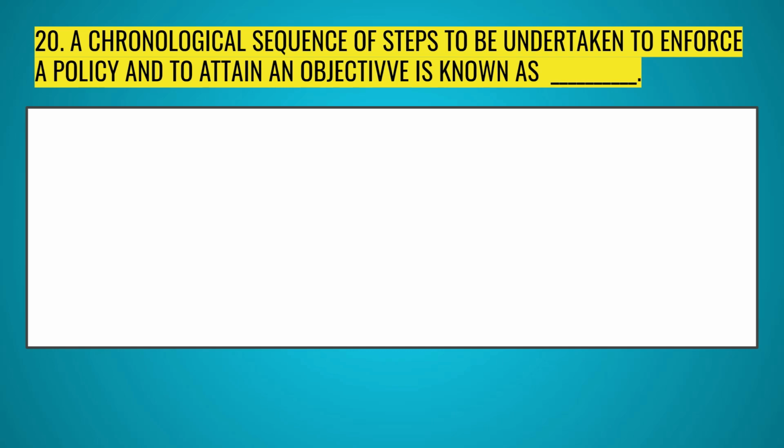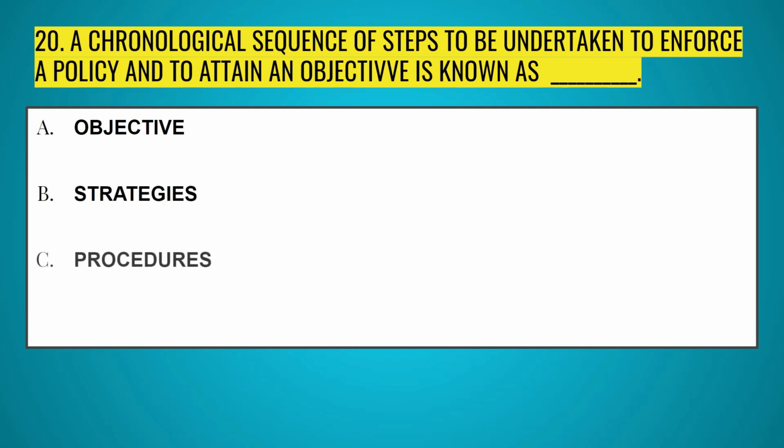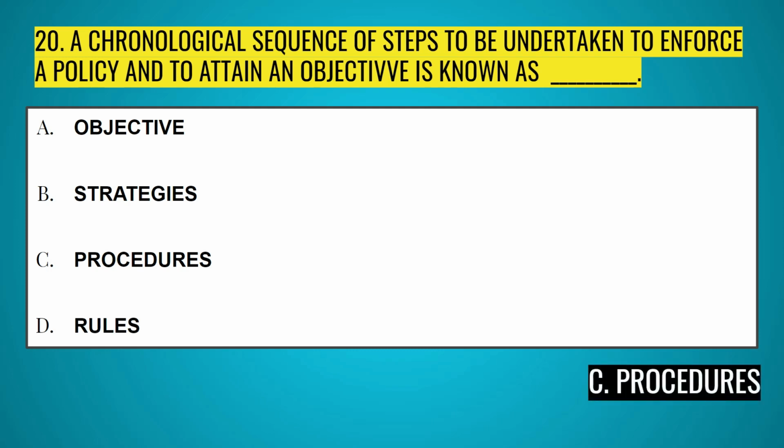20. A chronological sequence of steps to be undertaken to enforce a policy and to attain an objective is known as A. Objective, B. Strategies, C. Procedures, D. Rule. The answer is option C. Procedures.